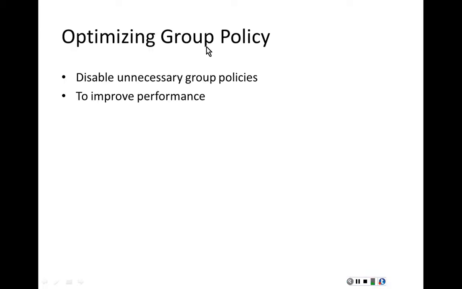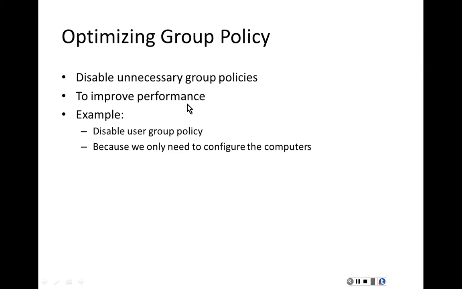Optimizing group policy. To optimize group policy, you can disable unnecessary group policies. Because remember, when group policies go over the wire, that causes network traffic and slows everybody down. So if we disable unnecessary group policies, then that will increase performance. Here's the example. We want to disable the user group policy parameters because the only thing we're really concerned about in this example is to configure the computers.